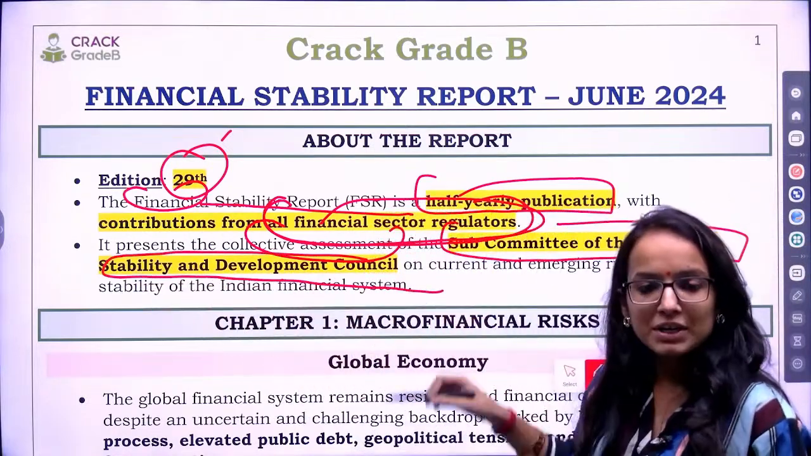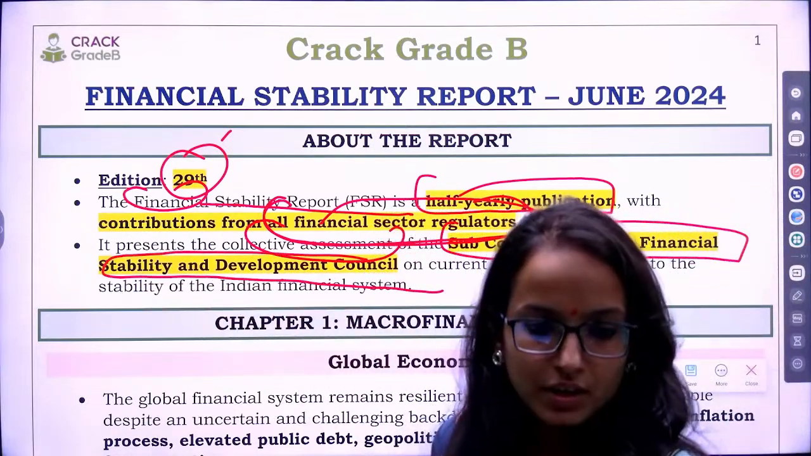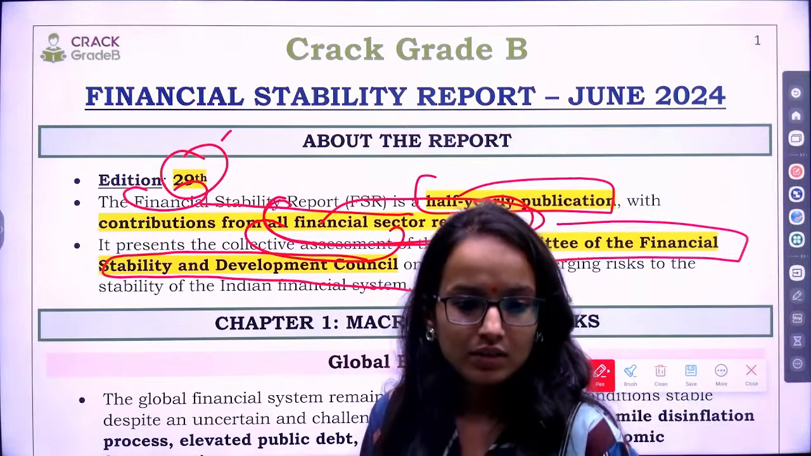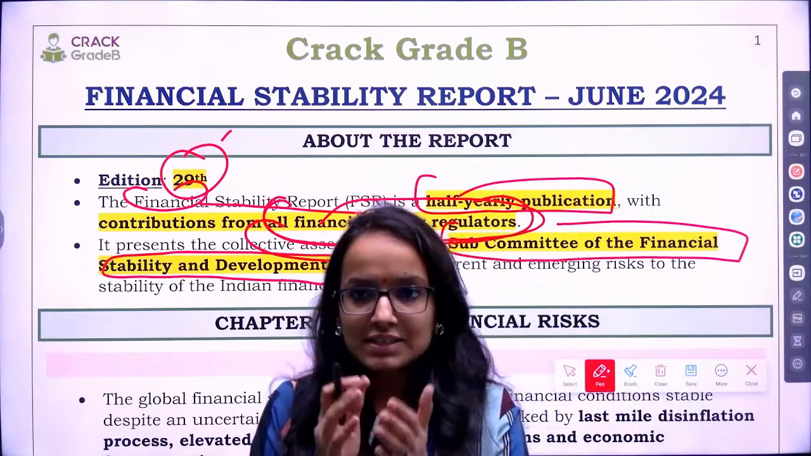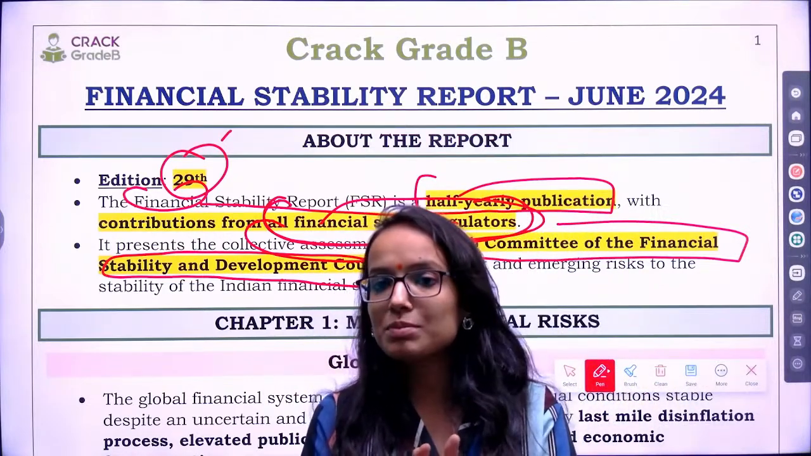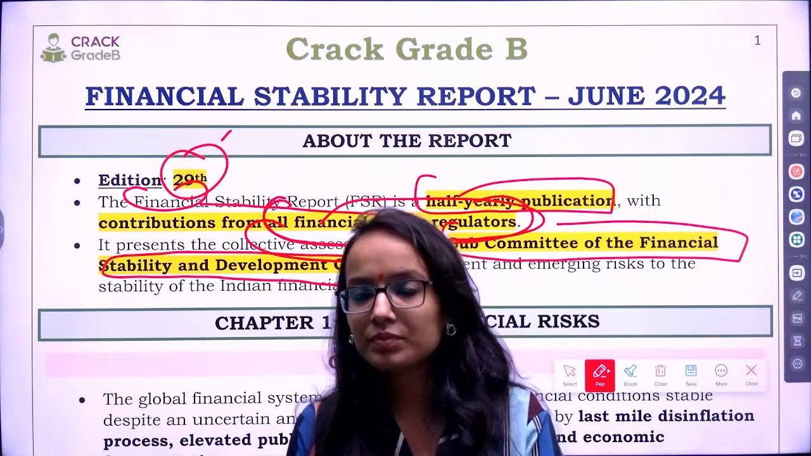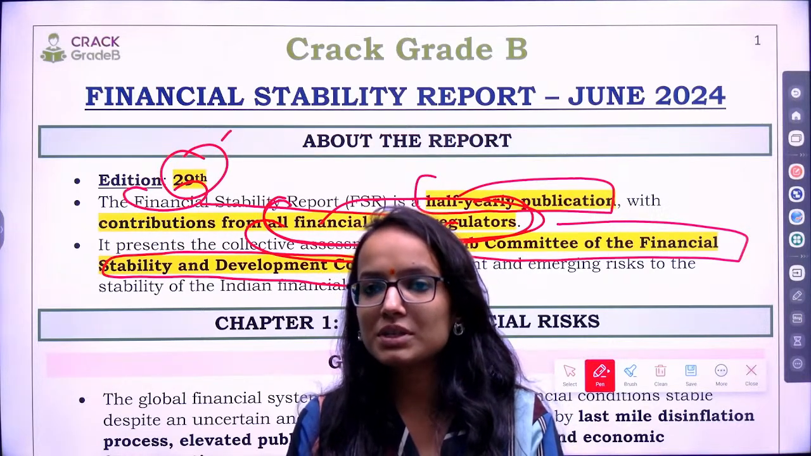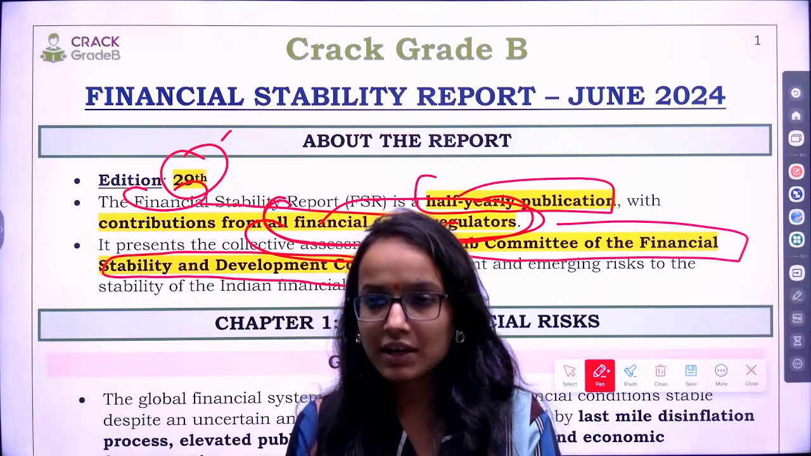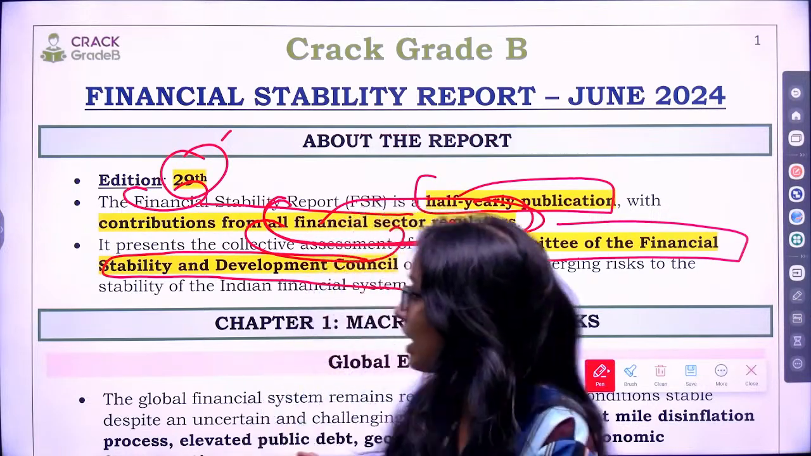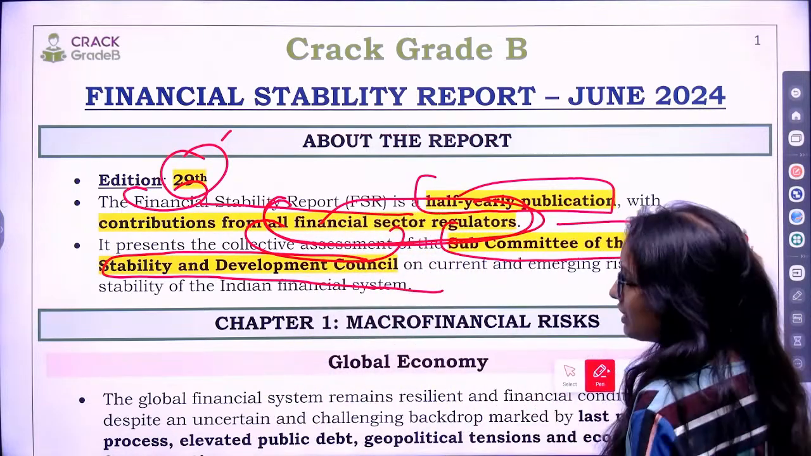So it is prepared by whom? Tell me quickly. So the collective assessment is done by, yes, quick responses please. Subcommittee of FSDC, right? FSDC is what? Financial Stability and Development Council. So you know what Financial Stability and Development Council is.